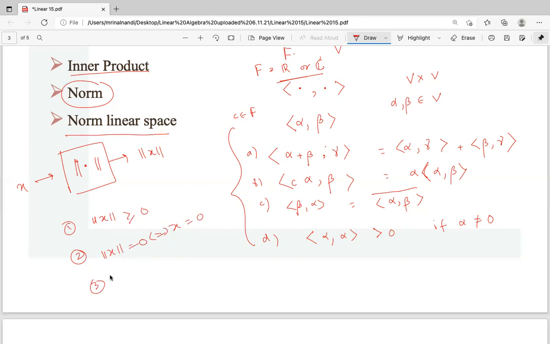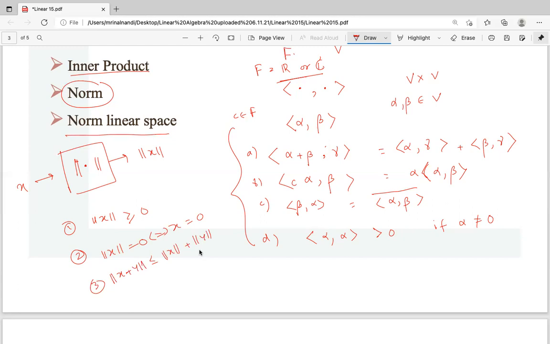Next one is very important: norm of x plus y is less than or equal to norm of x plus norm of y. It's the triangle inequality. You can also write norm of x minus y is less than or equal to norm of x plus norm of y. This is the triangle inequality. So basically, this is just coming from the distance. It's the same idea of distance.